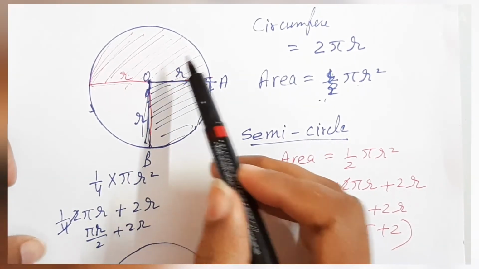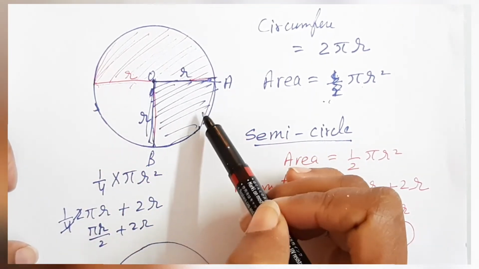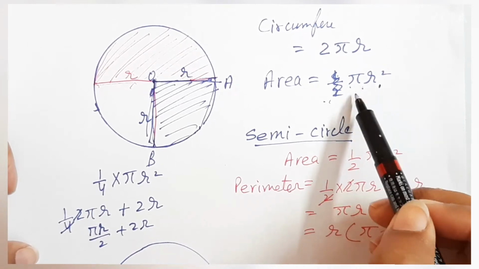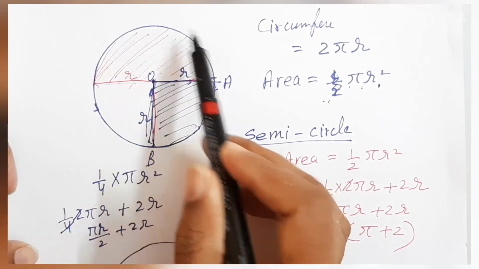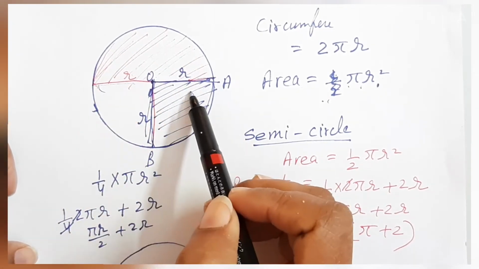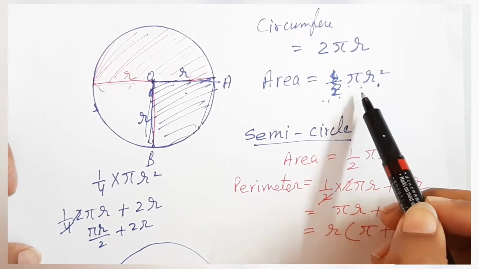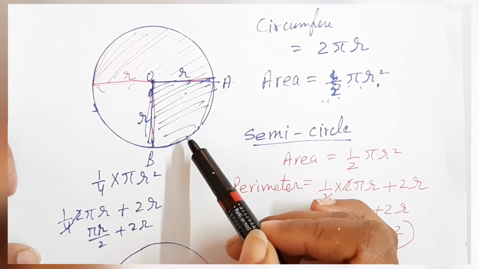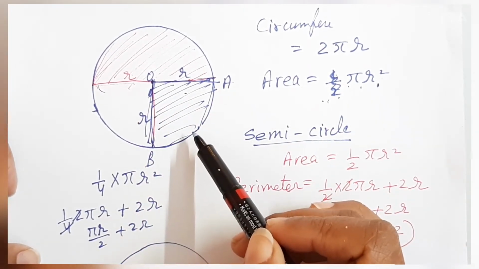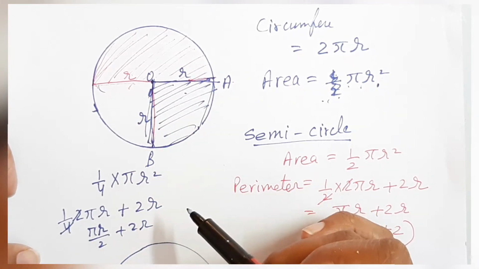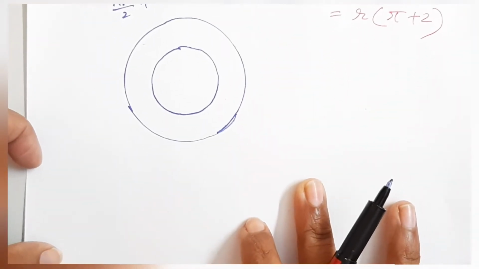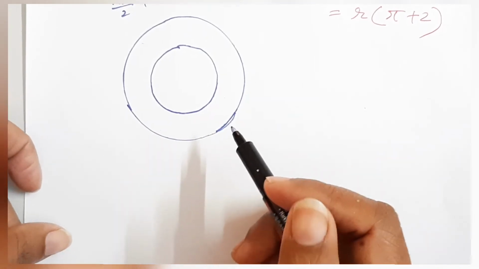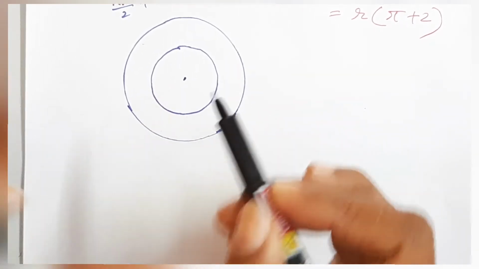So that means whatever is the area of circle, that is pi r square, if you multiply that with half, that will become the area of a semicircle. And if you take 1/4, it will become quadrant, because quadrant is 1/4 of a circle. I hope it is clear to everyone now. Now students, let us discuss about area of a ring. Now first of all, you should know what are the concentric circles.